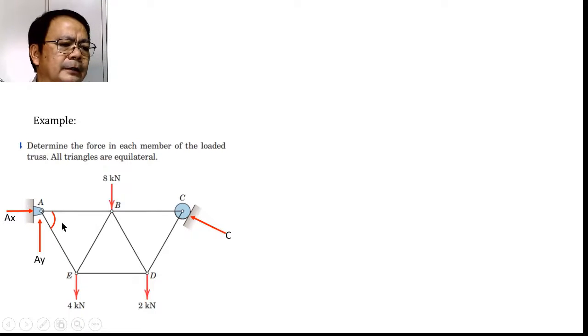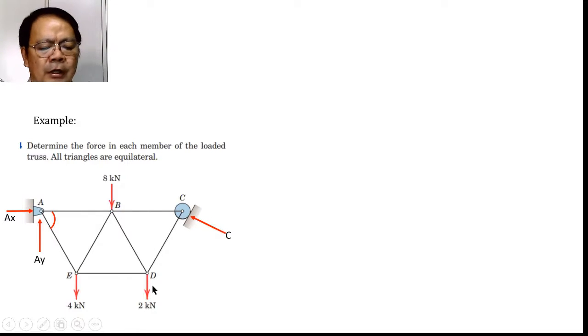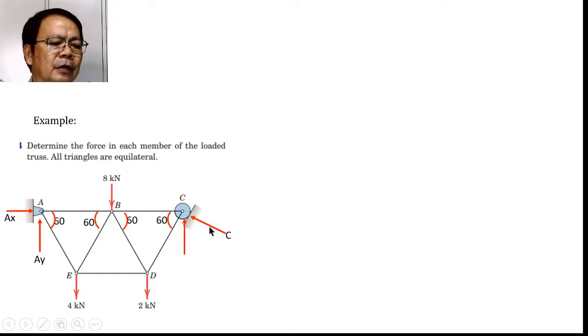Dahil nga ang mga triangles natin ay binubuo ng equilateral triangles, sa makatwid, yung angles ng each of these are all 60 degrees. Ito 60 degrees yan. Ito ay 60 degrees din. Ito ay 60 degrees din. Ito ay ganun din, 60 degrees, di ba? Sa makatwid, itong C natin would have an angle also equal to 60 degrees with respect to the vertical. And this angle will be equal to 30 degrees.